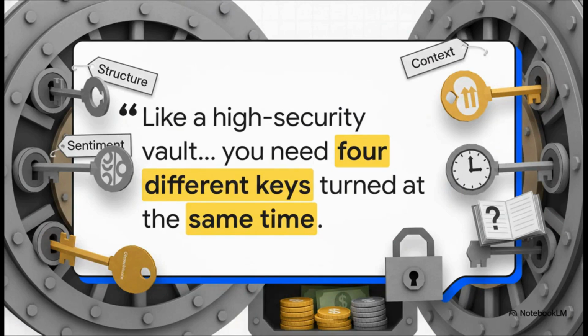And this is probably the best way to think about the whole thing. Imagine a high-security bank vault. You can't just walk up and open it with one key, right? No way. You need all 4 keys: structure, sentiment, timing, and context. And you have to turn them all at the exact same time. If even one of those keys doesn't line up, the vault stays locked. And in this case, that means your capital stays safe.